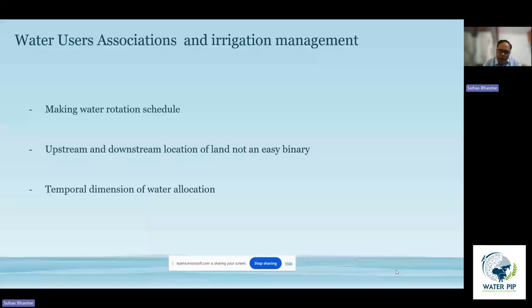So in terms of the small landholding farmers' perspective, what I found interesting is that most small landholder farmers share a bias towards the functioning of a water users association, and this bias starts with the very act of making the water rotation schedule. In general, water is distributed after the end of the monsoon season, generally from October onwards. Water starts to be distributed by the water user association to the farmers.